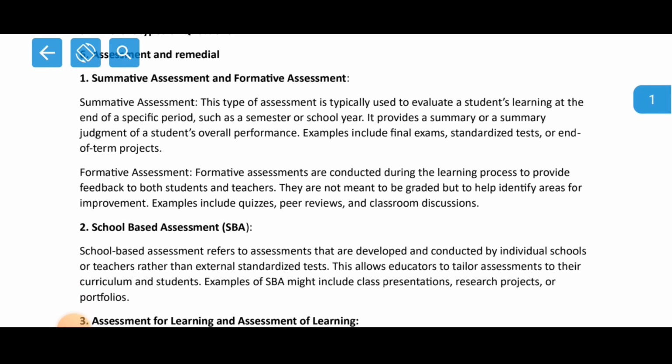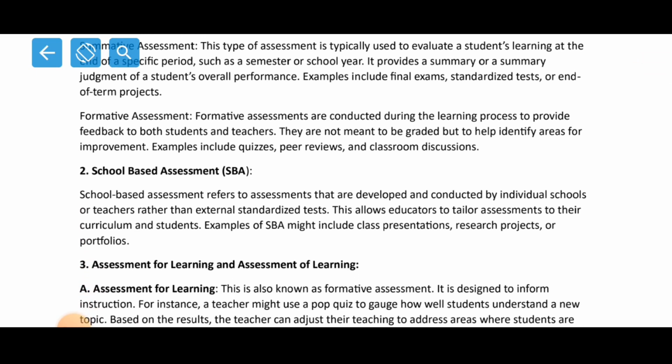Now formative assessment, what do we understand by formative assessment? Formative assessments are conducted during the learning process to provide feedback to both students and teachers. They are not meant to be graded but to help identify areas for improvement. Examples include quizzes, peer reviews, and classroom discussions.